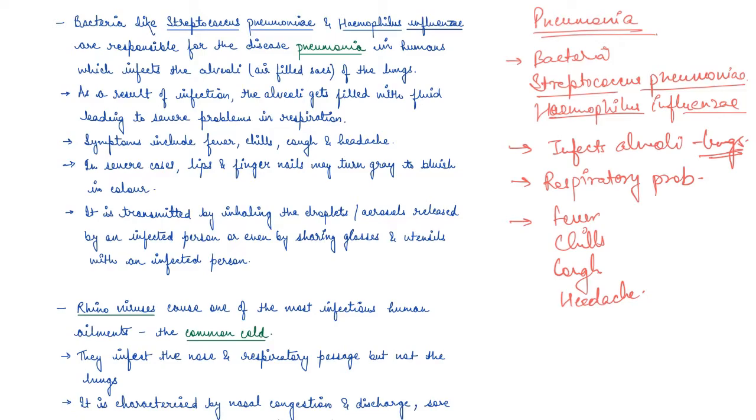And I get that infection, and what they do is they enter my lungs and infect the alveoli. The oxygen shortage happens because my lungs are now filled with fluid, and because of this shortage, I start getting respiratory problems, fever, chills, cold, and headache. In severe cases, even the lips and fingernails might turn from bluish to gray. And then I go to the doctor.